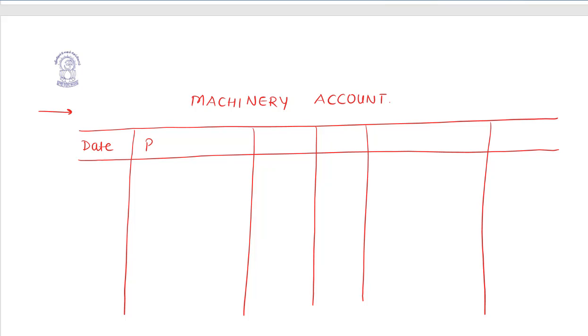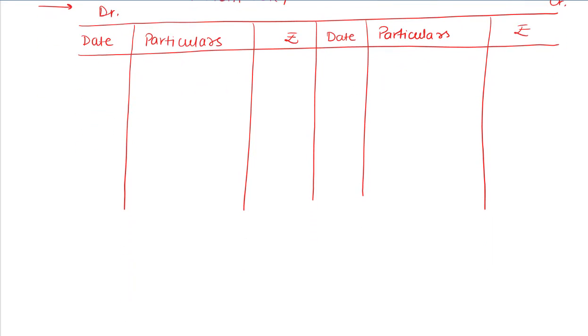Date, particulars, amount on the debit side, and date, particulars, and amount on the credit side. Understood? Let us continue.